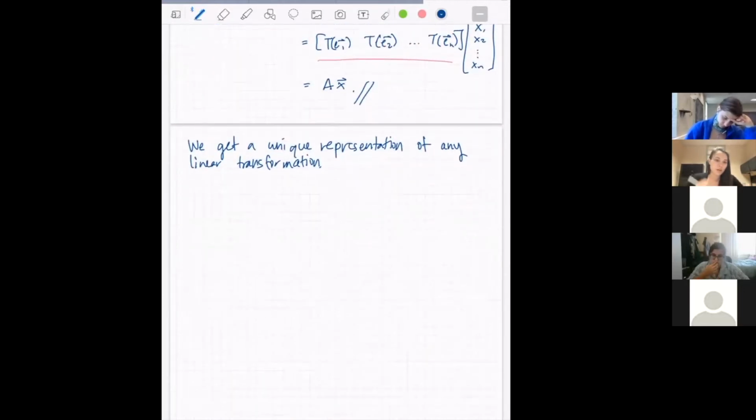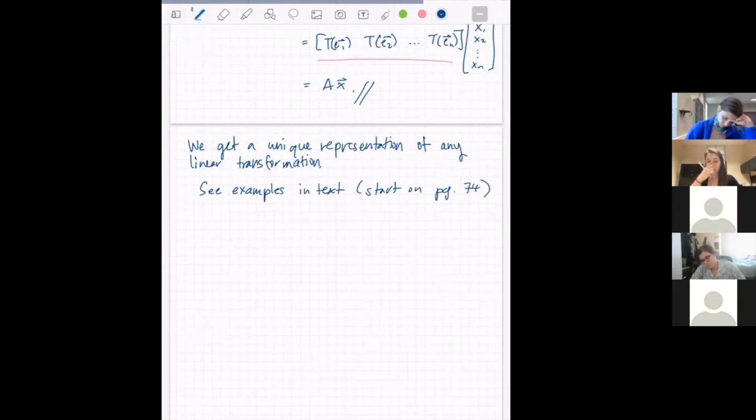Okay, so I would encourage you, if you haven't looked already, there are a bunch of examples in this section. So see the examples in the textbook. I think they are linear transformations from R2 to R2. And we did talk about, I think, a few of them, but there's a bunch more. And these start on page 74. So it's good to look at the different types of linear transformations that you can get and what their corresponding matrices would be, right?